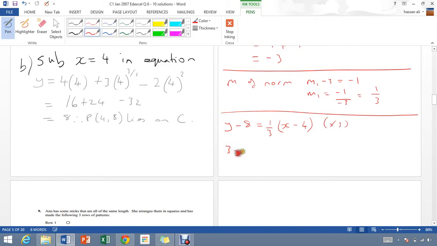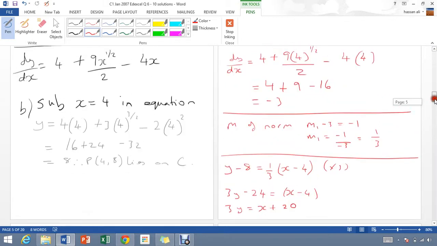So that'll give you 3y minus 24 equals x minus 4. Don't need those brackets there. Then you want it in the format of 3y equals x plus 20. So if I take that minus 24 across, that will give me my x, because minus 4 plus 24 will give you x plus 20. And that's that question there.